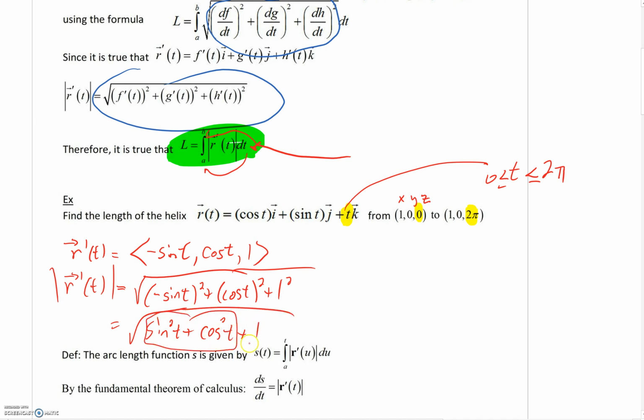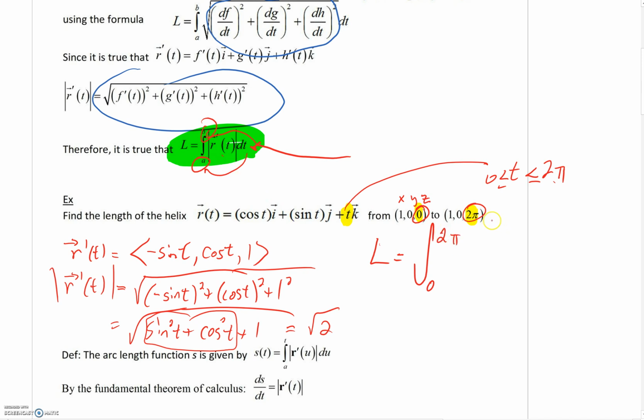This right here is a 1, and 1 plus 1, that's going to be a 2. So we're going to get radical 2. So L is going to be the integral from, well, what's our first t value? Well, it's 0. What's our ending t value? Well, we just saw right here, it's 2 pi.